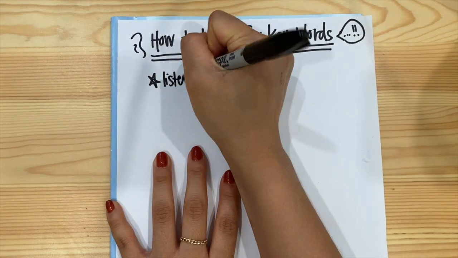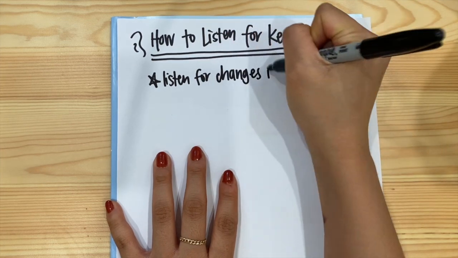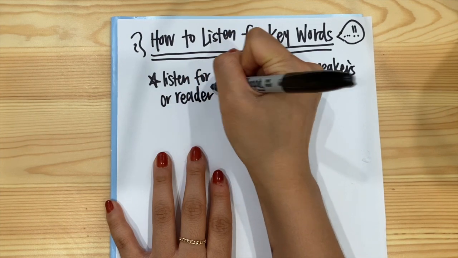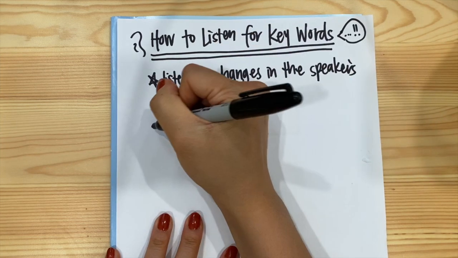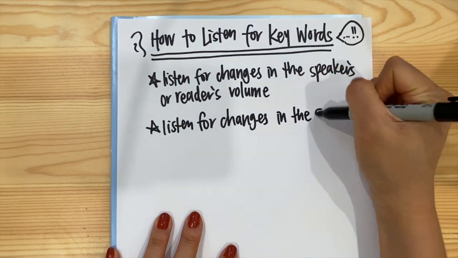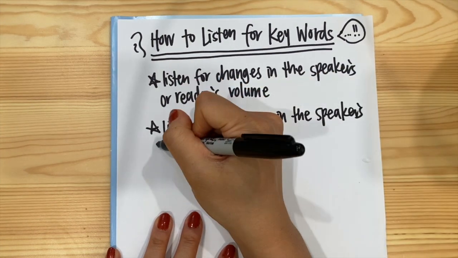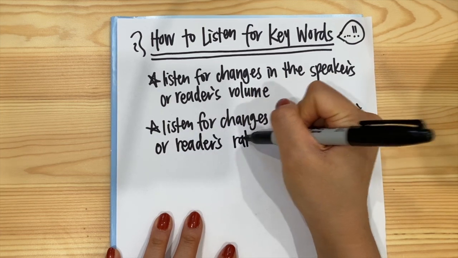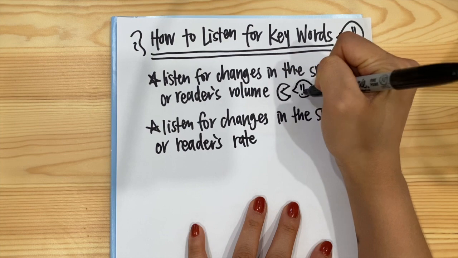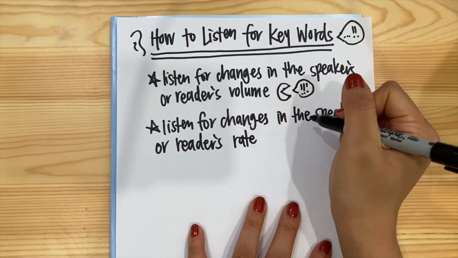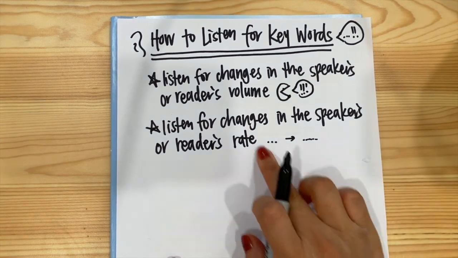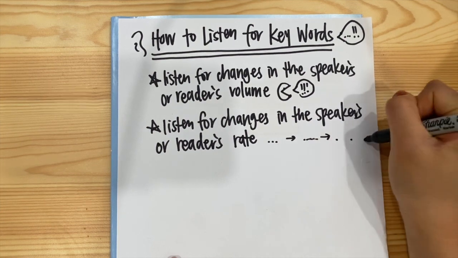I want you to listen for changes in the speaker's or reader's volume. Okay? I want you to also listen for changes in the speaker's or reader's rate. Okay, so volume, let's see how we can draw this. Louder. Rate can be to draw speed. Okay? Slowing things down, speeding things up, or really slowing things down.